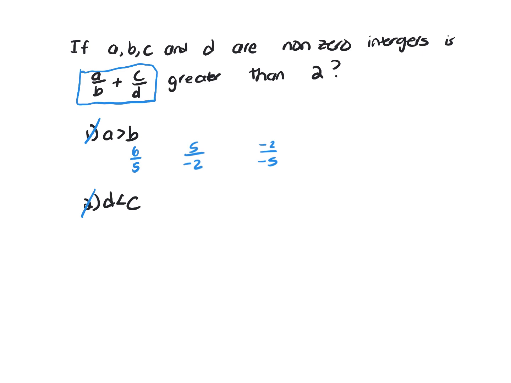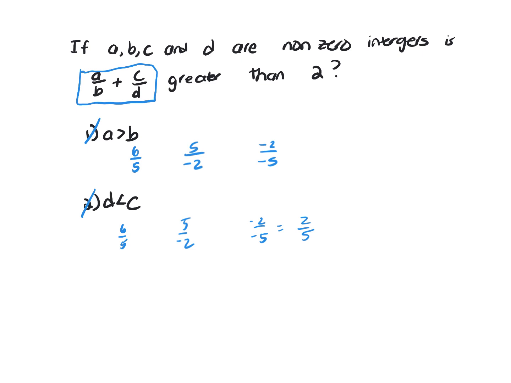Now, D is less than C. D is less than C is the same thing as clue 1. D is less than C. It means the bottom number is smaller. It means C is greater. So if D is less than C, that could be 6 over 5. The bottom is less than the top. It could be 5 over negative 2. Or it could be negative 2 over negative 5. I'm using the same numbers.